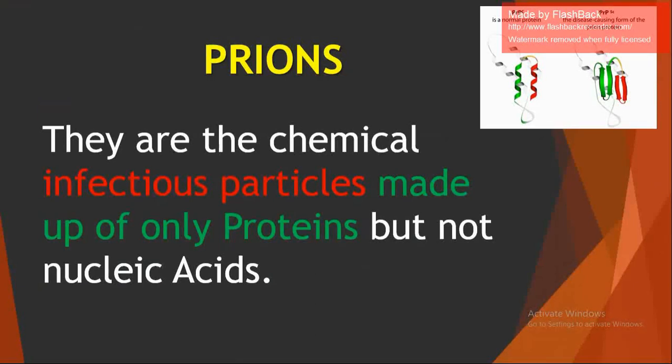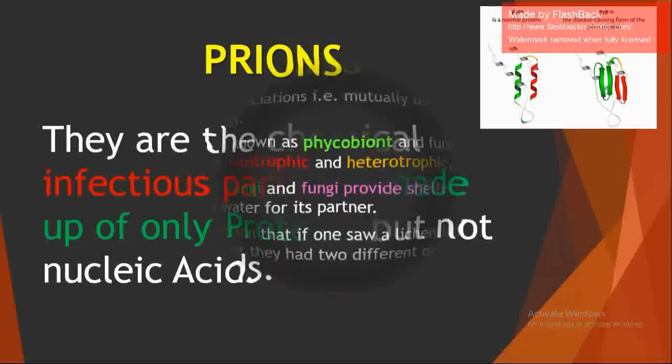These are the chemical infectious particles made up of only proteins but not nucleic acids. They do not possess nucleic acids at all. Understood? Prions are the chemical infectious particles made up of only proteins but no nucleic acids. You can see the photograph here. They contain only proteins. Understood?